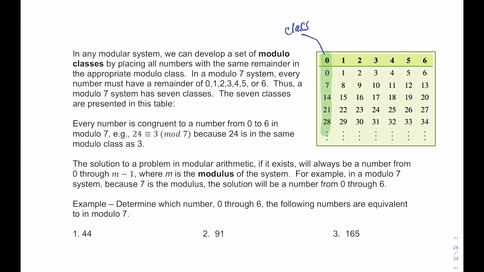The solution to a problem in modular arithmetic, if it exists, because it won't always, is going to be a number from 0 through m minus 1, where m is the modulus. So remember, when we're dealing with modulo 7, we will only have digits 0 through 7 minus 1, or 0 through 6.